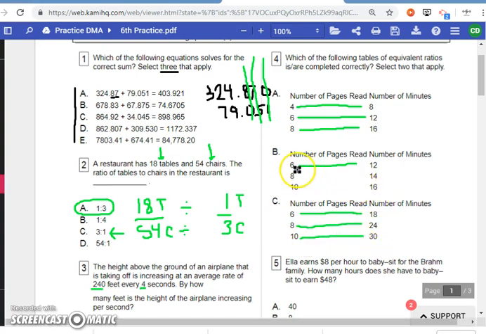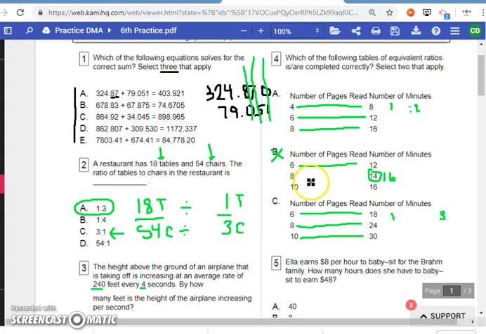So there is a strong relationship between pages read and number of minutes. This one's a little funky. This doubles, so this should be 16 if this doubles 2 times. Here we have a 1 to 3 relationship, and this is a 1 to 2. So there is a mistake with B.